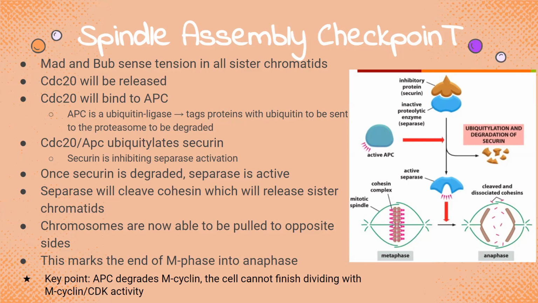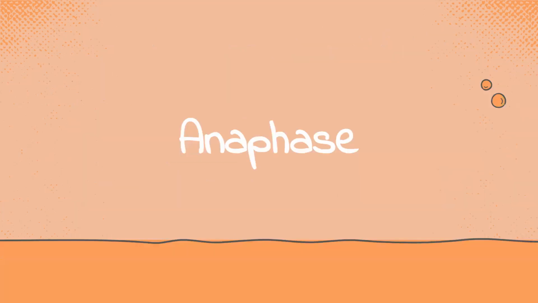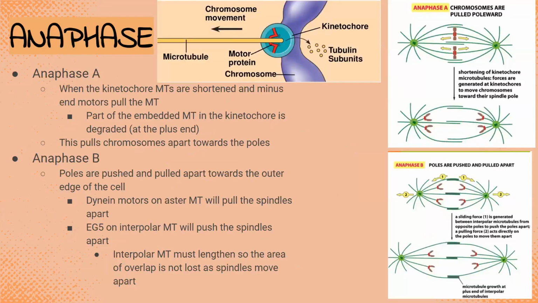And also, yeah, APC also will ubiquitinate M-cyclin. So that will be sent to the proteasome, because we can't proceed through the cell cycle if we still have active M-cyclin. It will still be doing M-phase things, and we need to move to anaphase. So that's kind of a theme. Our cyclins are usually degraded at the end of that phase of the cell cycle, because there are G1 cyclins, G2 cyclins, S cyclins, and CDK is the one that stays around and is general. Okay, so anaphase.